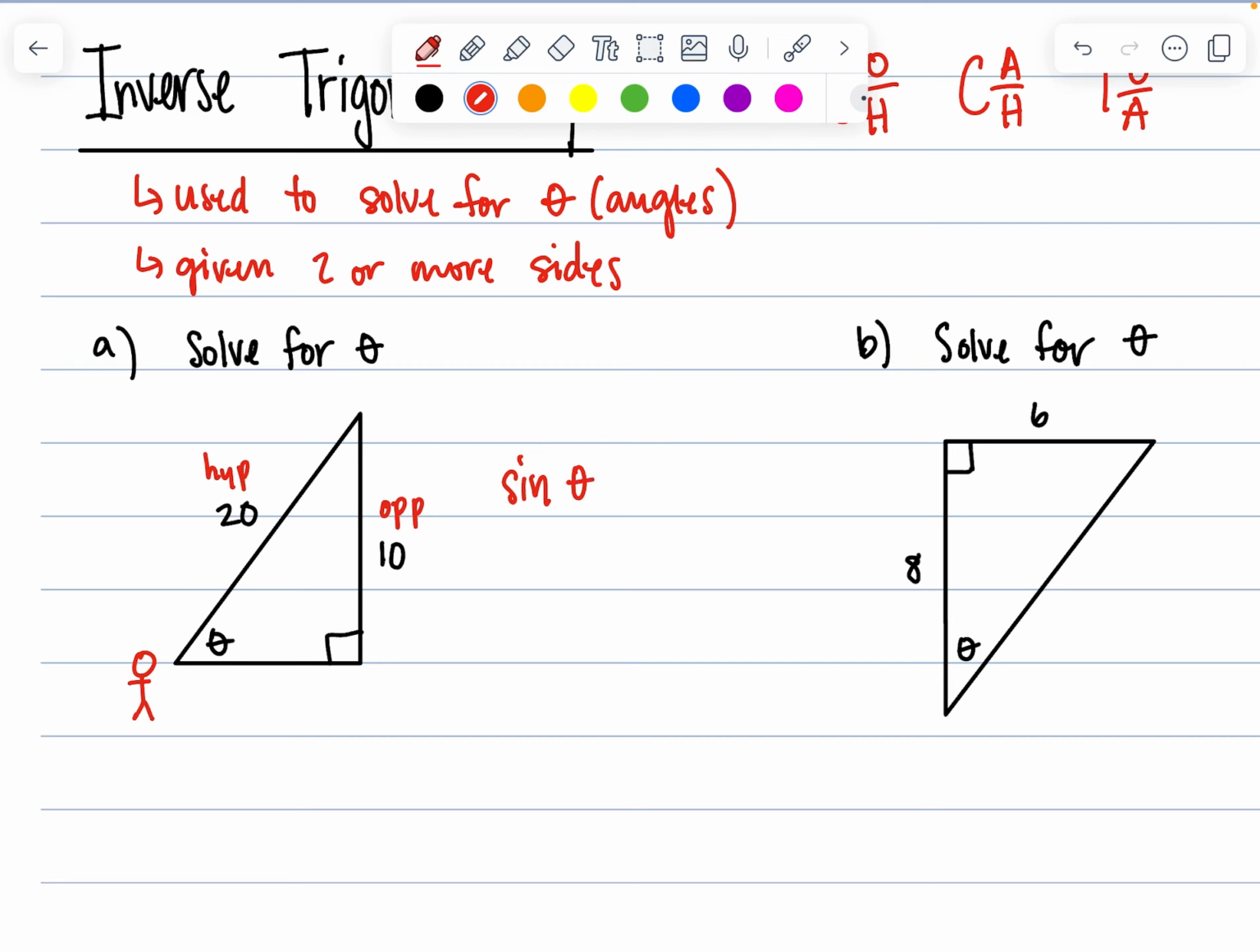Sine of theta, because we don't know what the angle is, equals opposite, which is 10, over hypotenuse 20. It is not necessary to simplify this. Unless you have really large numbers, I would leave it as 10 over 20; it's going to be much easier this way. Okay, so we actually need to solve for theta.